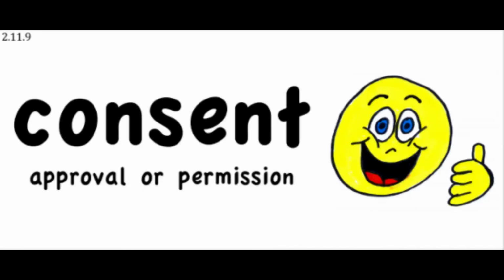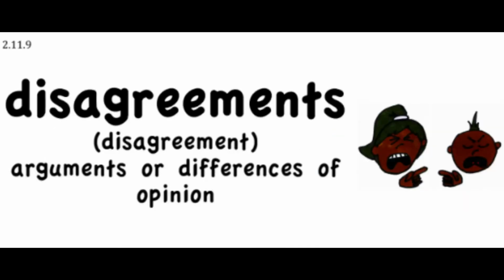Consent. Consent means approval or permission. Peter's mom gave her consent, allowing him to go to the arcade with his friends. Disagreements. Disagreements are arguments or differences of opinion. Sometimes Gabriella and her brother have disagreements, but they talk and work things out. Think about a time when you have had a disagreement with someone.